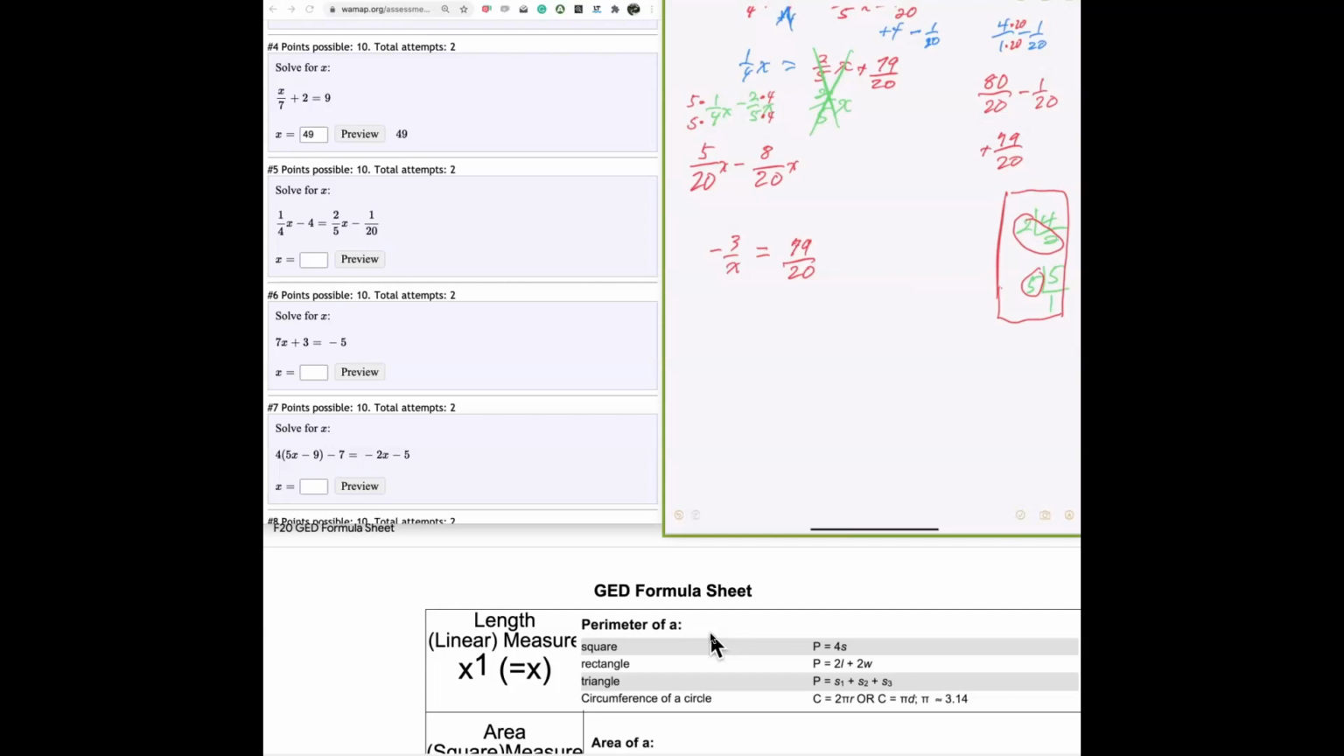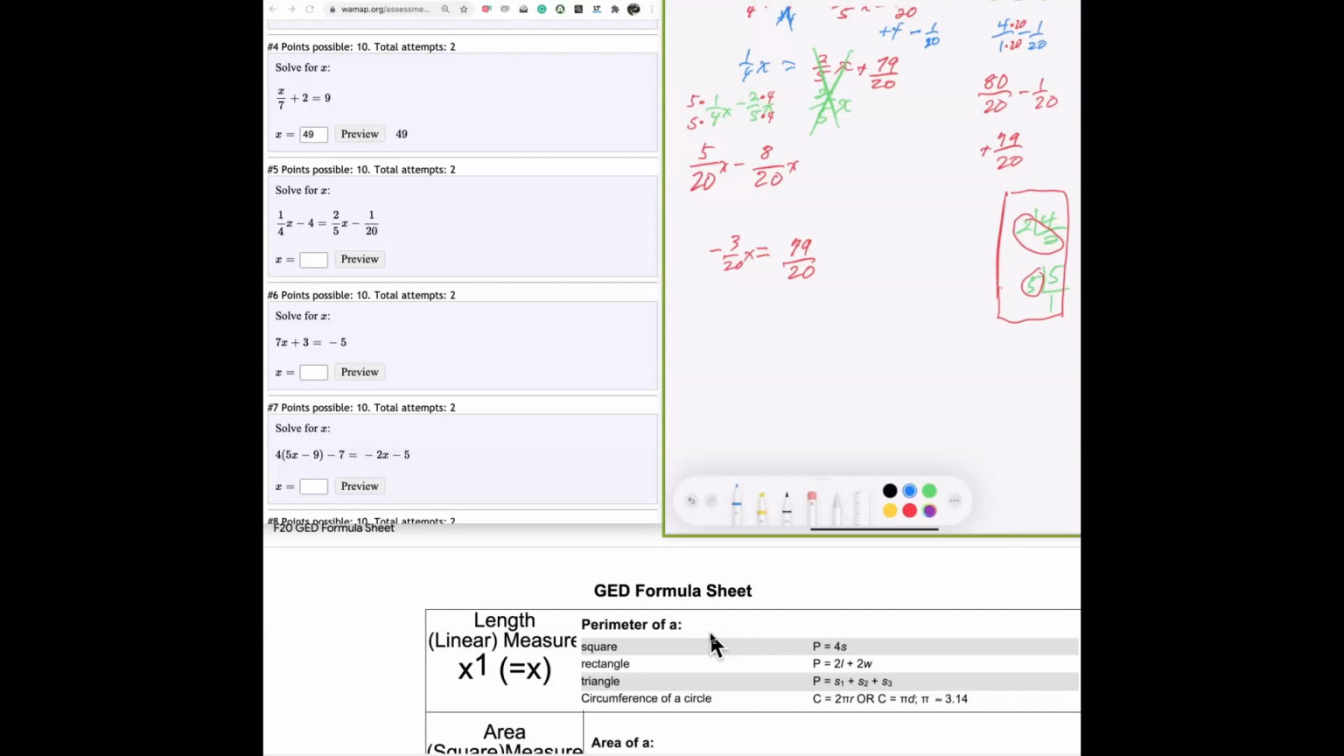Okay, I wrote that wrong. I need to correct it. It's negative 3/20 x is equal to 79/20. Sometimes with all the fractions, it gets confusing and distracting, but just persevere.